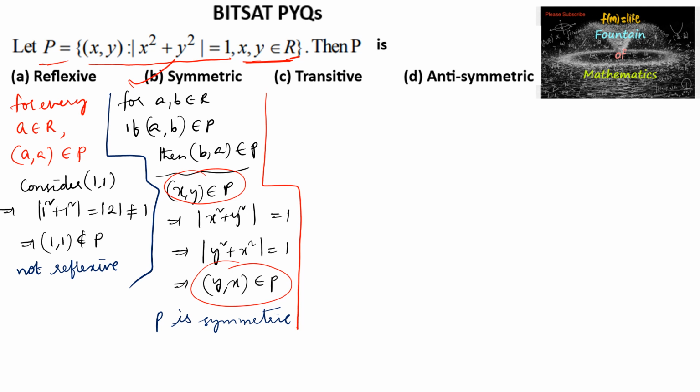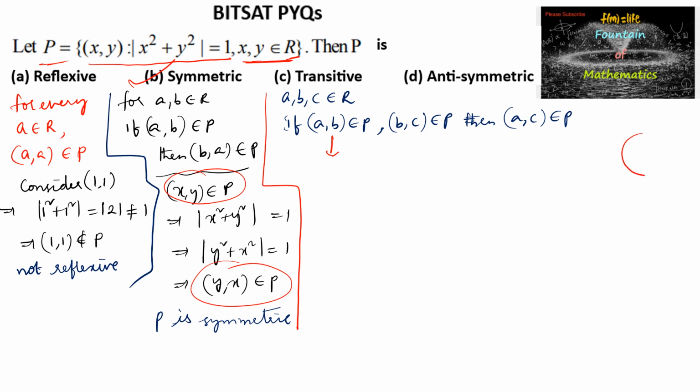The transitive definition says for a, b, c belonging to the real numbers, if a is related to b, that is (a, b) belongs to P, and (b, c) belongs to P, then (a, c) must belong to the set P. Since x² + y² = 1 is a unit circle, the points can be taken as (1, 0), (0, 1), (-1, 0), and (0, -1). These are some points on the coordinate axis.